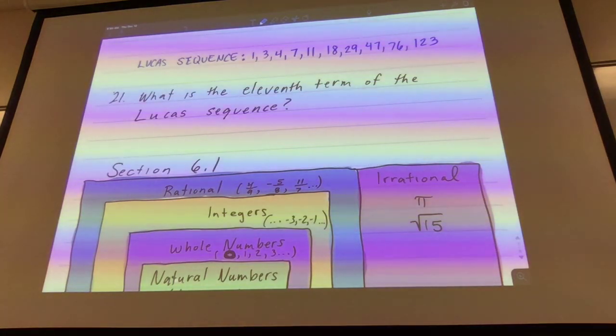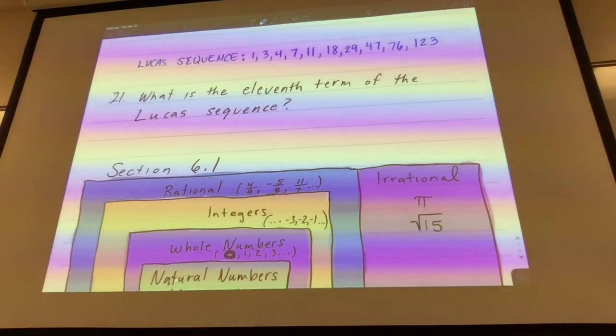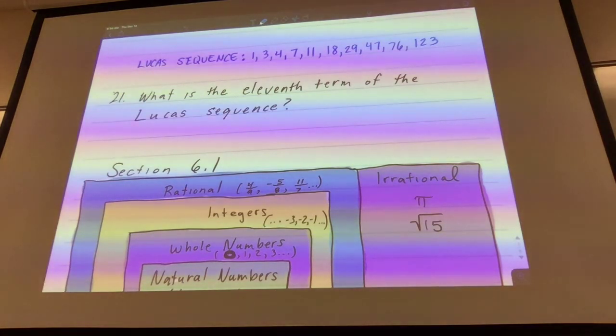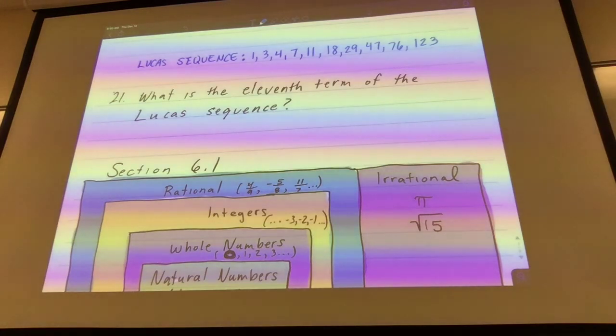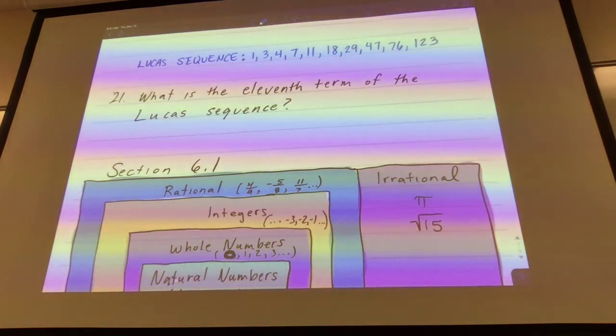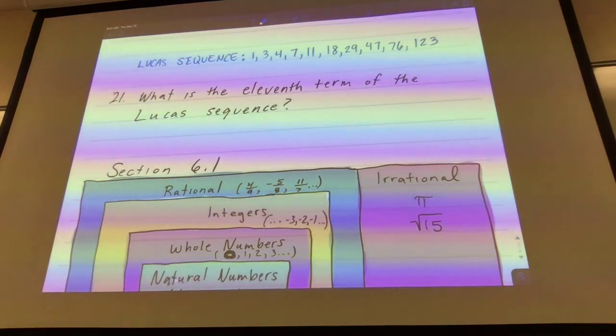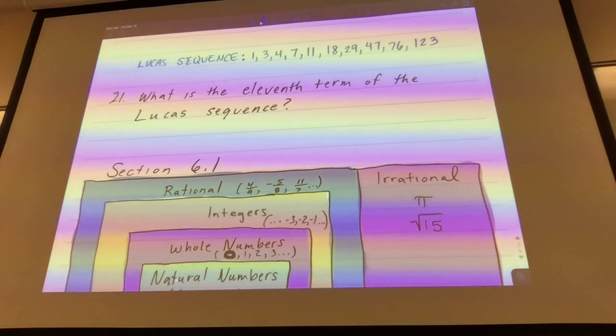What's it look like to you? Yeah, and the previous two. So it's kind of like Fibonacci, but it doesn't start us out with 1, 1. It just gives you the first couple, and then you still add the previous two, and it's just a distinguished sequence. So 1, 3, 1 plus 3 is 4, 3 plus 4 is 7, 4 plus 7 is 11. Keep going, but now it wants us to know the 11th term.